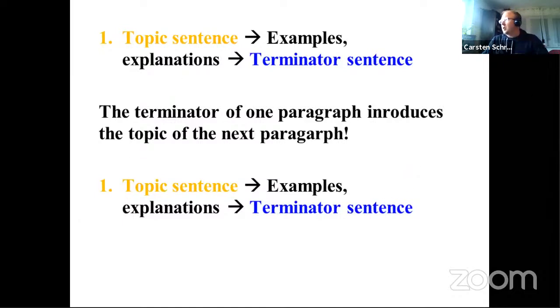What is important, and what you can now check from your written structure, is the topic of the next paragraph. The topic of the next paragraph should be mentioned in the terminator sentence of the previous paragraph. Like this, you will get a good flow through the reading. So something comes out of a conclusion from the first paragraph, and what is important here will become the topic of the next paragraph.